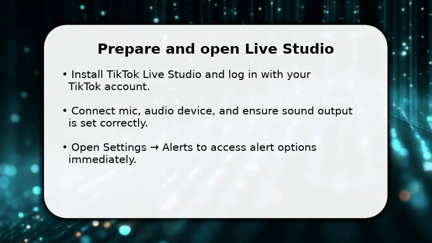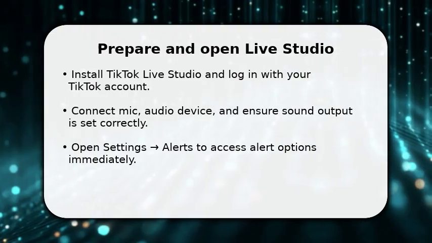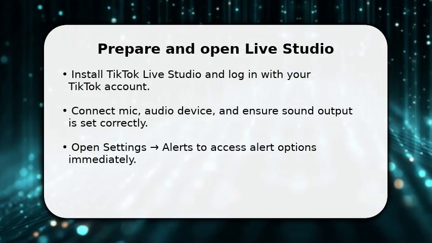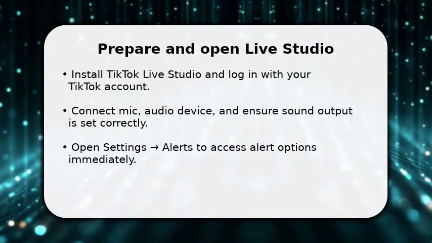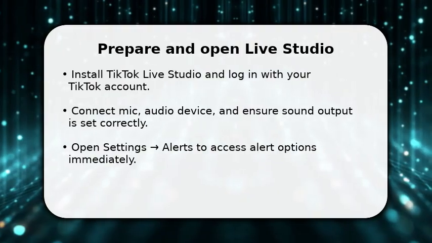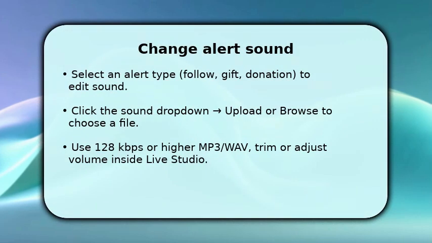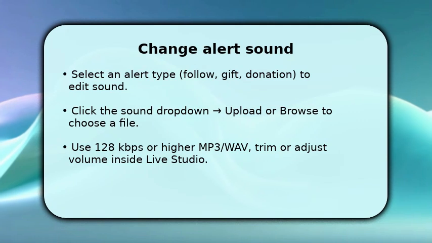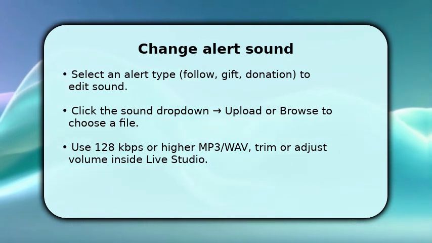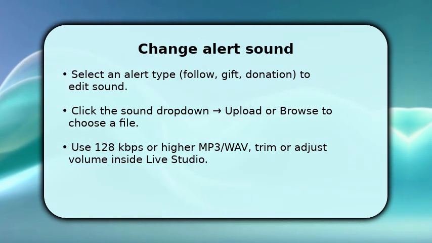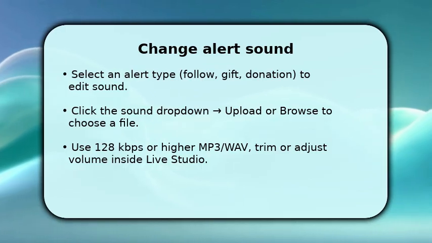You're doing this now to avoid wasted steps, so check that your audio device is selected and volume is audible. If you don't see alerts, restart Live Studio and confirm you're on a supported build before moving to the next step. You'll pick the specific alert you want to change, follow, gift, or donation, and open its sound settings. Once selected, click the sound dropdown and either choose a built-in tone or upload a custom MP3 or WAV.